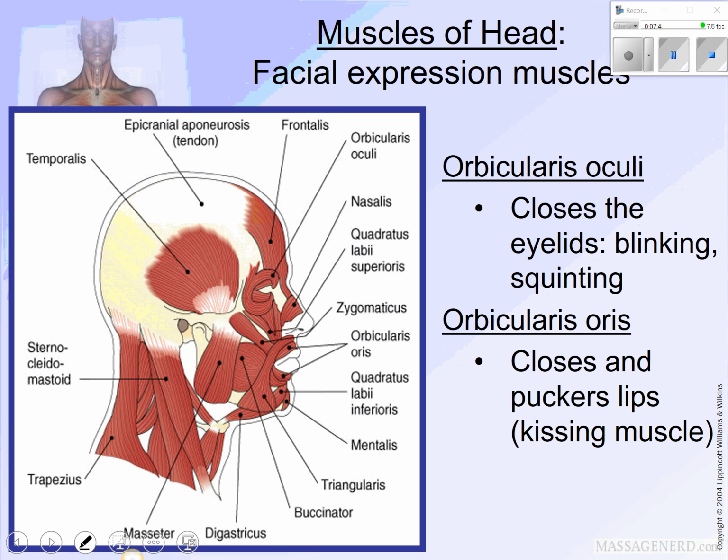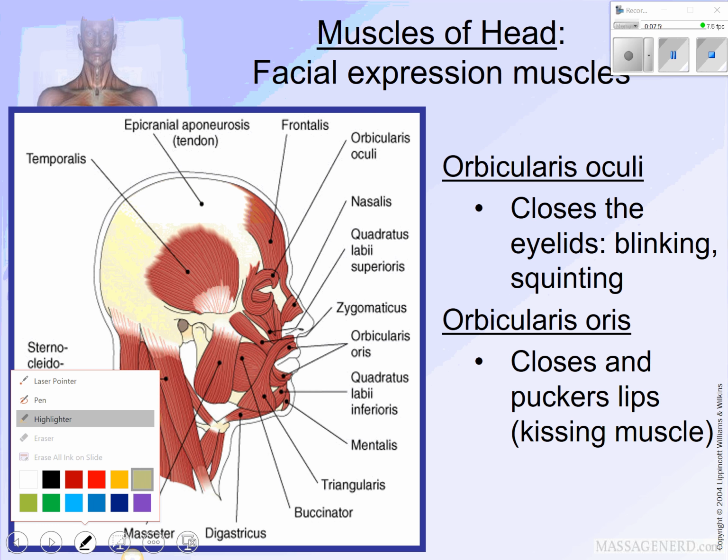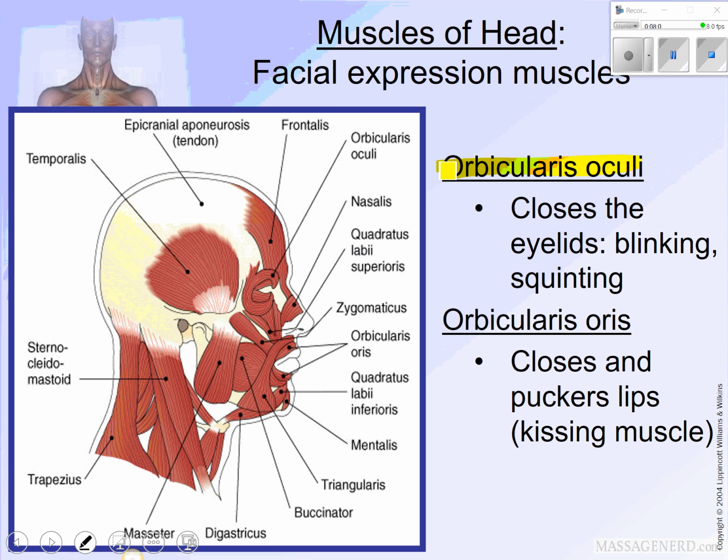Okay, so again, be able to label the muscles from a side view of a picture, and of course, all these muscles that we talk about are fair game, like orbicularis oculi, that is the muscle here that is around the eye.